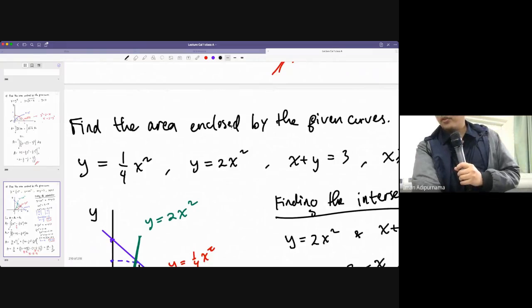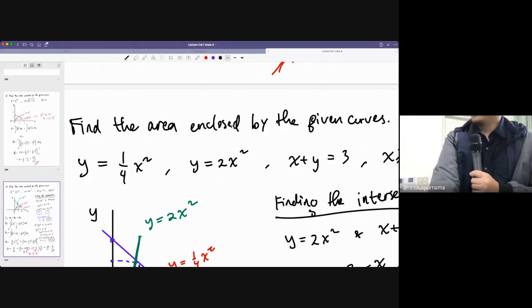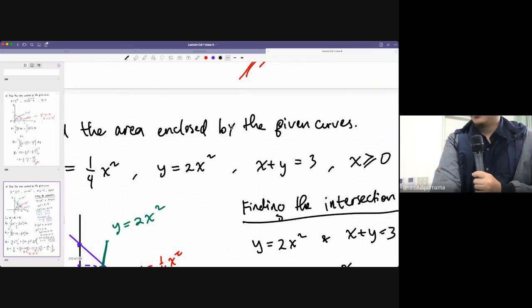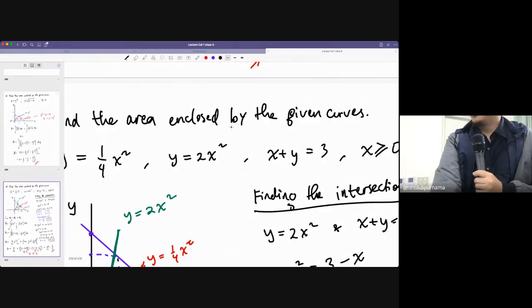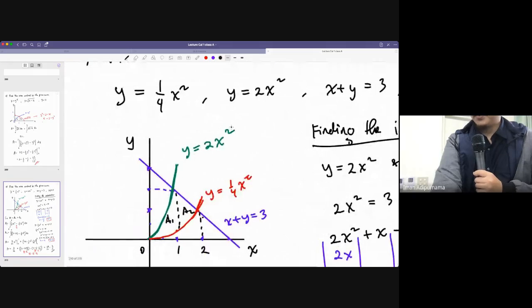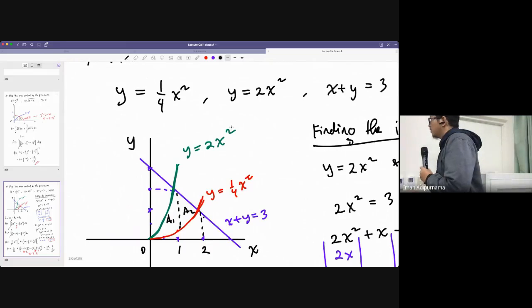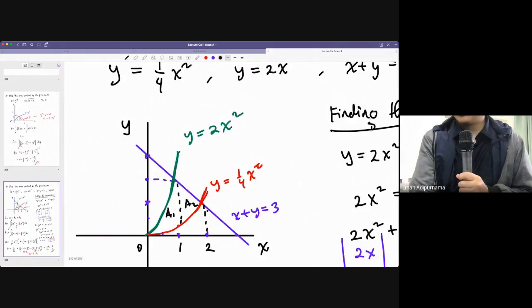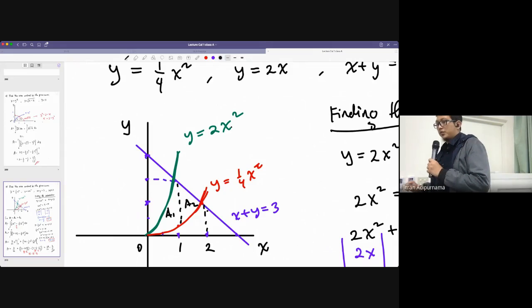Y is equal 1 over 4 x squared, y equal to x squared, x plus y equal 3, and the x should be positive, greater equal 0. This is the graph. Okay. So y equal to x squared, y equals 1 over 4 x squared, and x plus y equal 3.